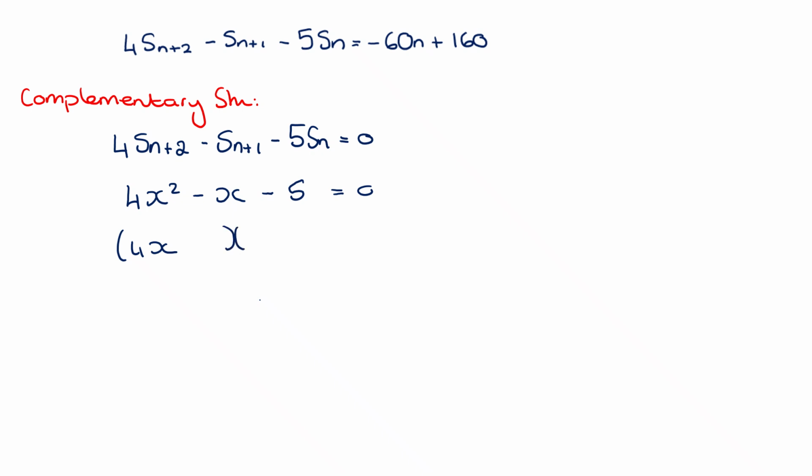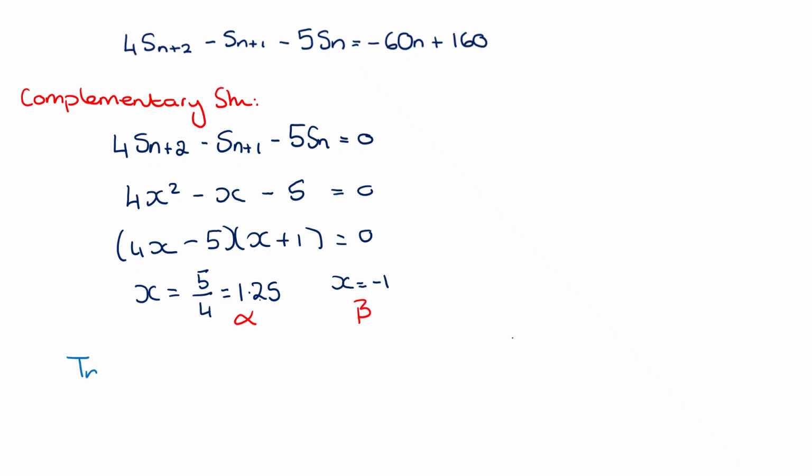4x minus 5, x plus 1 equals 0. So x is equal to 5 over 4 or 1.25, whichever way you want to work with it. And x equals minus 1. So in terms of our theorem, we have two distinct roots.